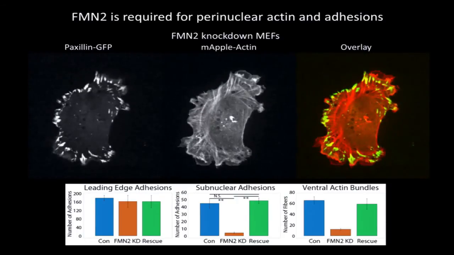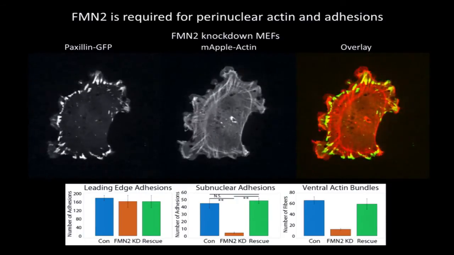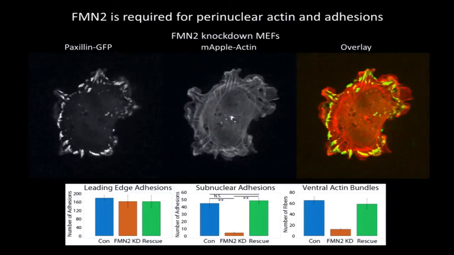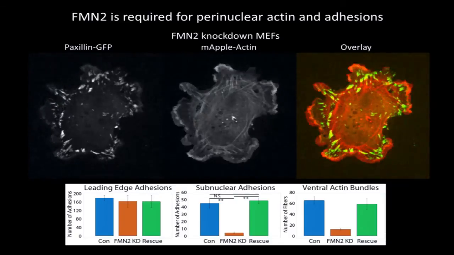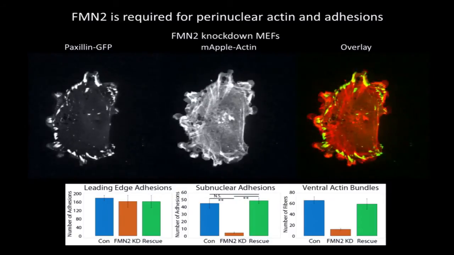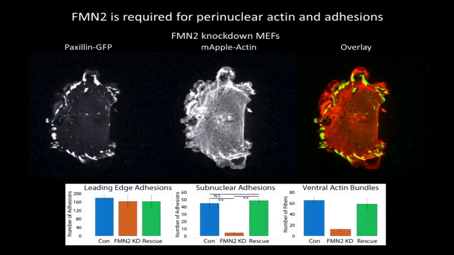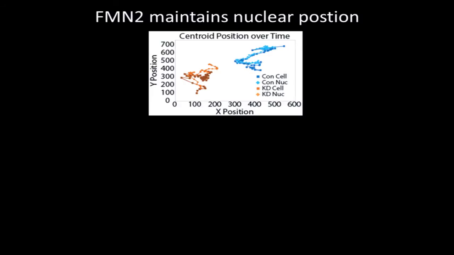So this is done by TIRF, so we're only looking at the actin on the bottom of the cell. We can do a 3D reconstruction by confocal. These stress fibers are specific to the bottom of the cell, so they aren't tan lines. What is it doing under there? It's sort of following the nucleus around. Does it have anything to do with how the nucleus is positioned?